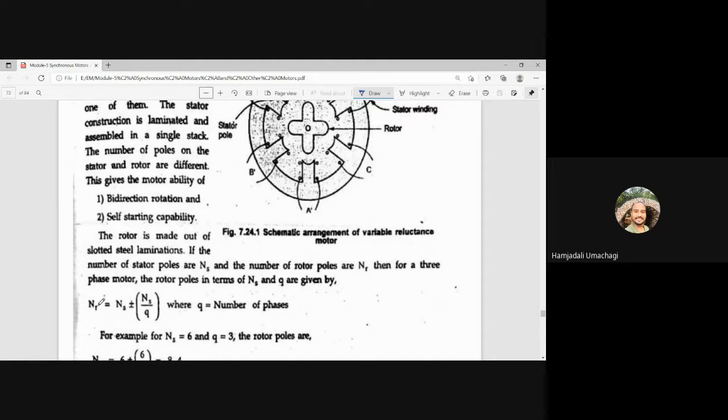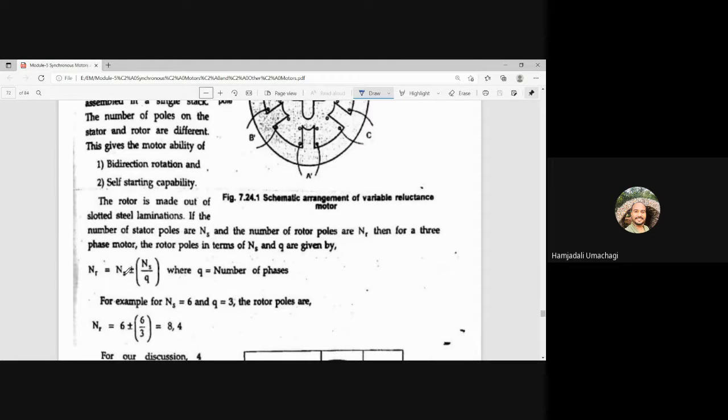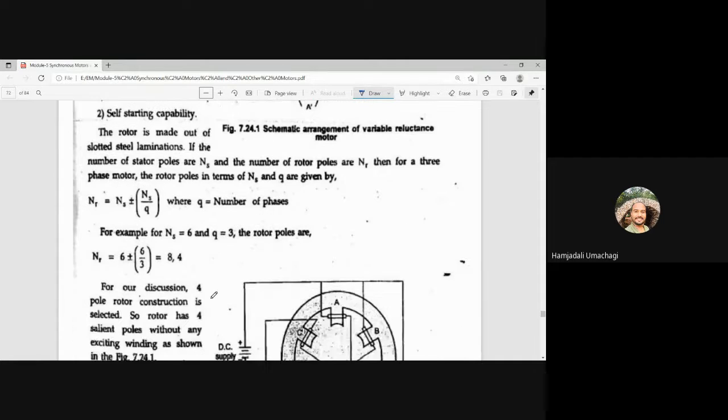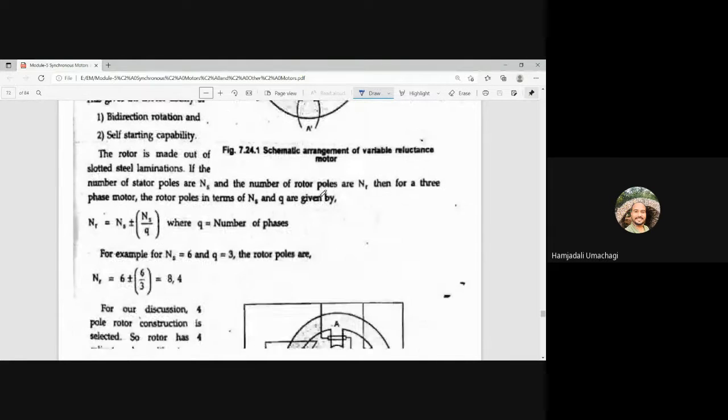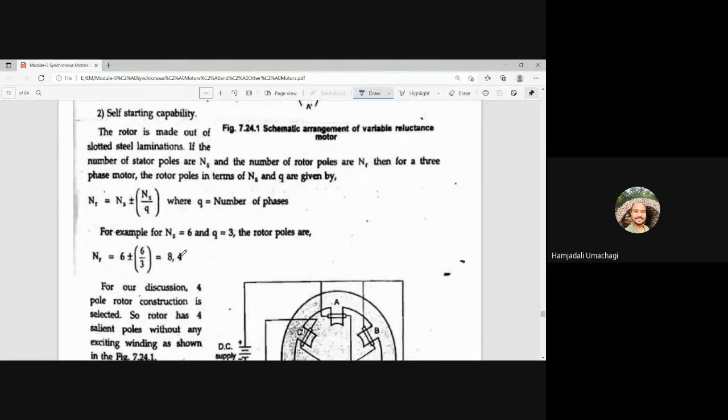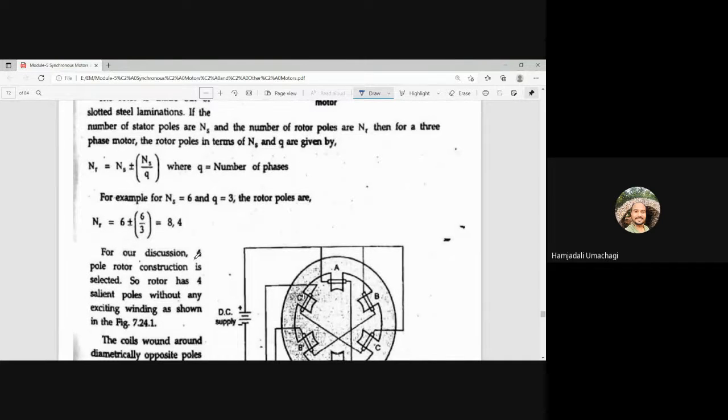Therefore, the number of rotor poles Nr is equal to Ns plus or minus Ns by Q, where Q refers to the number of phases. Here Ns is 6 and Q is 3. If you substitute, the number of rotor poles is 6 plus or minus 6 by 3, which gives 8 or 4. Either you can take 8 or 4, but for our discussion, we have taken a 4 pole rotor construction.